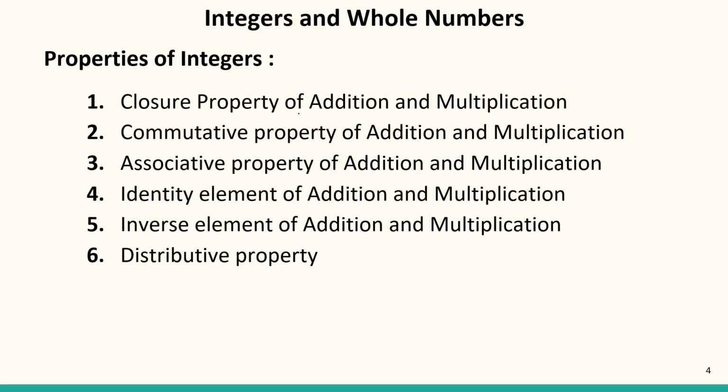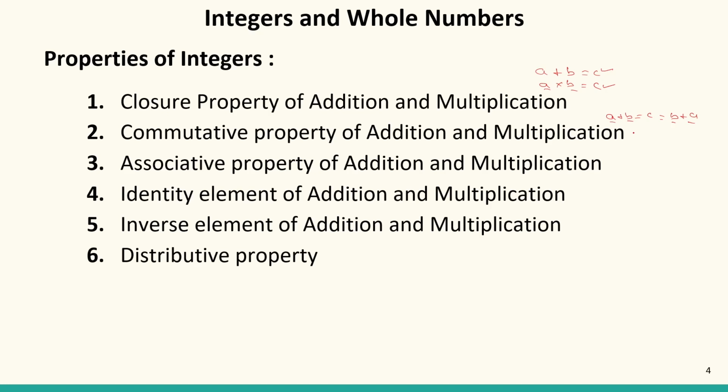The closure property of addition told us that if a is an integer and b is an integer, then a plus b is also an integer. For multiplication the same holds: a into b is equal to c, and if a and b are integers, then c is also an integer. The commutative property told us that if a plus b is equal to c, then this is also equal to b plus a. That is, the order doesn't matter in addition.